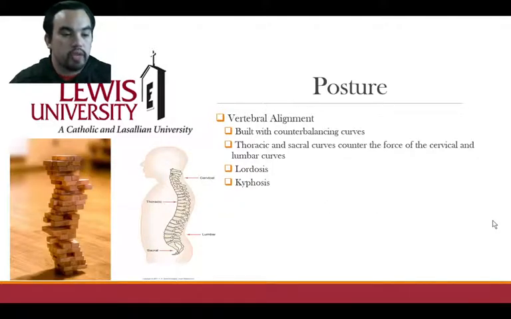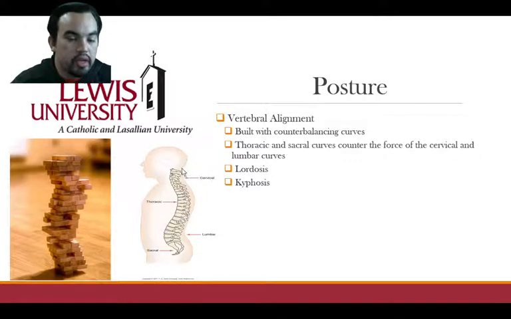So when we first look at it, you see our blocks here on the left, we look at vertebral alignment. Okay, this is built with counterbalancing curves. So thoracic and sacral curves counter the force of the cervical and lumbar curves. We call these curves lordosis and kyphosis, which we've already discussed a little bit with the trunk and the pelvis as well. But if we look at it a little bit further, right?